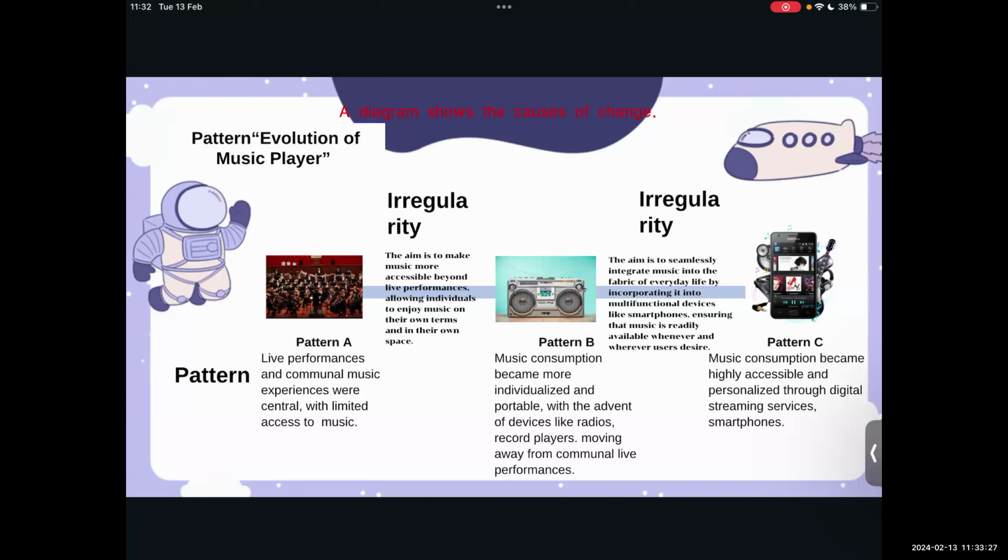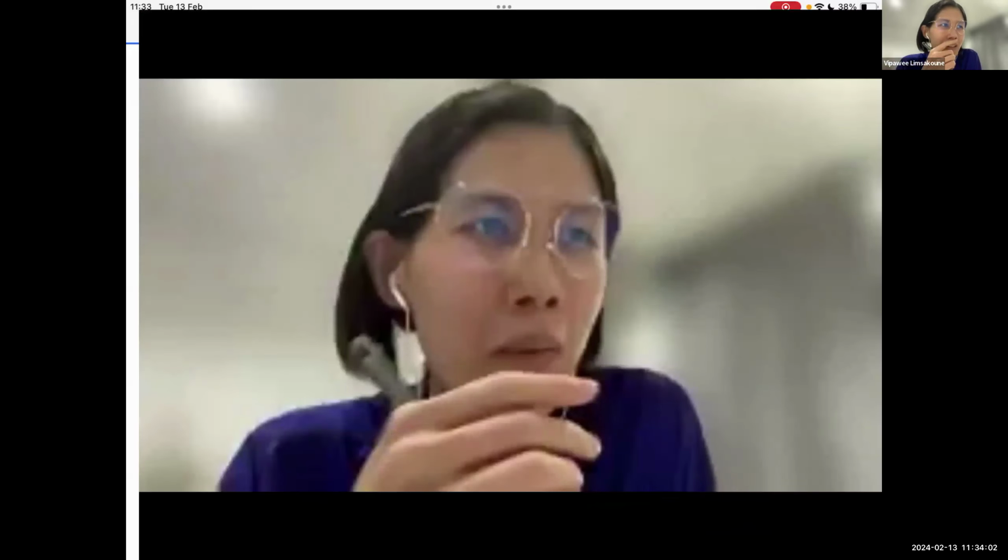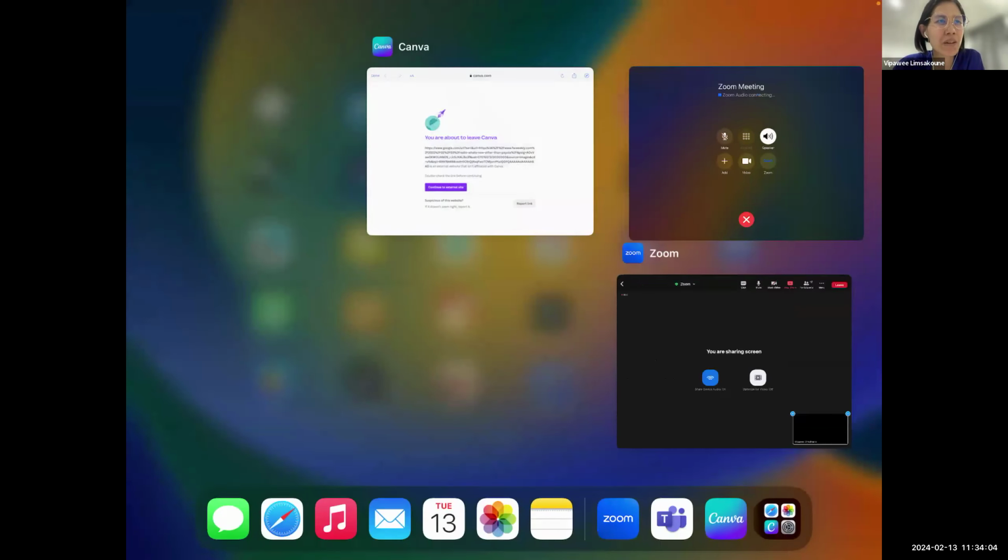The irregularity from pattern A to pattern B is the aim to make music more accessible beyond live performance, allowing individuals to enjoy music on their own terms and in their own space. And for pattern B to pattern C, it is to seamlessly integrate music into the fabric of everyday life by incorporating it into multifunctional devices like smartphones, ensuring that music is readily available whenever and wherever users desire. Yeah, that's all.